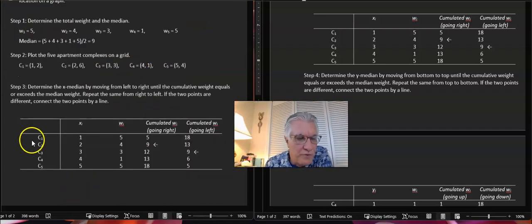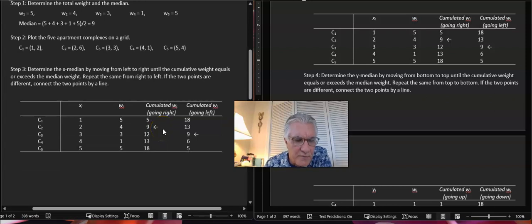So the next thing we do is create this table of complex 1 through 5 with its x coordinate 1, 2, 3, 4, 5. They just happen to be in order by coincidence. They would not necessarily need to be in order, but based on the speculation of the 5 locations, the x coordinates are in order. And then, of course, the weighted number is 5, 4, 3, 1, 5, as you'll see here. And they are also in order purely by coincidence. Now we go down and we go from right to left.